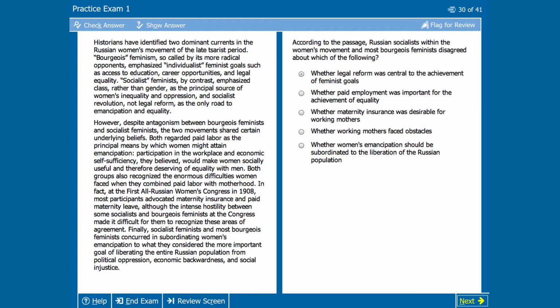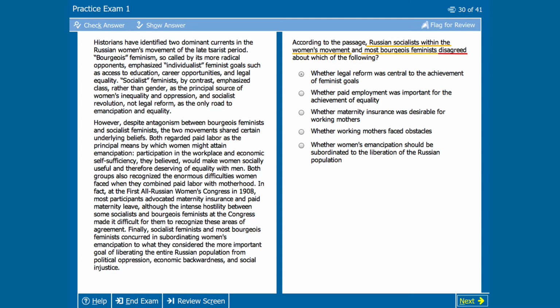Reading over the question, we see that it asks which of the following answer choices did Russian socialists within the women's movement and most bourgeois feminists disagree about. Now, hopefully before we've even looked at this question, we've done a thorough skim of the passage. But if for some reason we haven't, we'll go ahead and do that now.